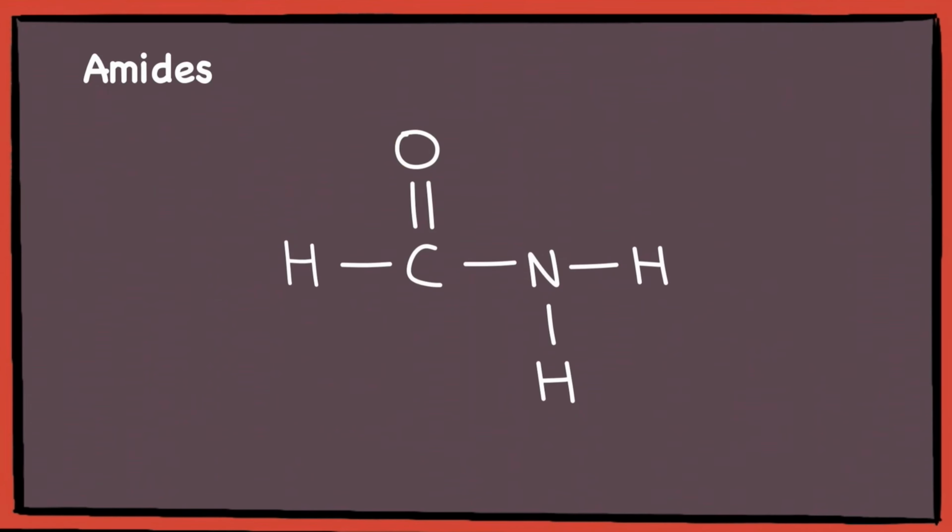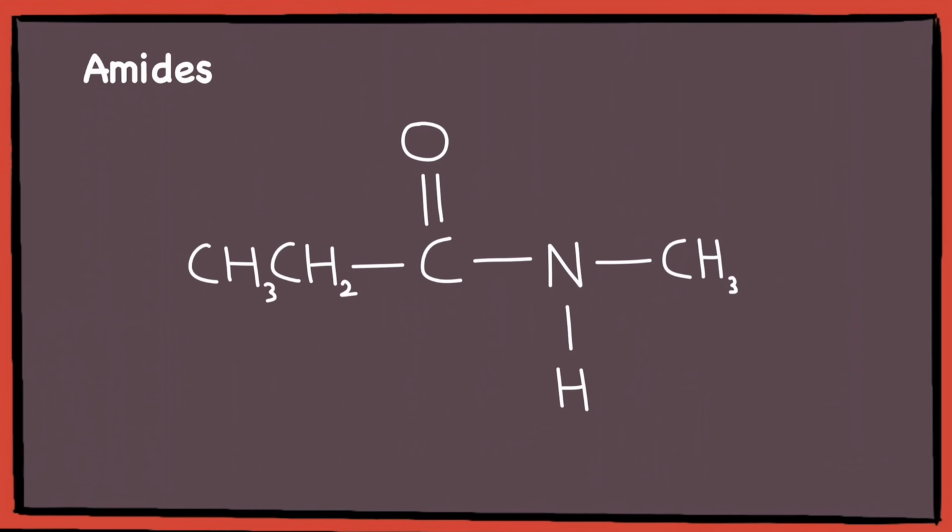For this organic compound, there are two hydrogen atoms and no R groups attached to the nitrogen atom. Hence, this is a primary amide. And since there is only one carbon atom, it will be called methanamide. If I were to add on one more carbon atom to the chain, with the nitrogen atom still attached to two hydrogen atoms and no R groups, it will be called ethanamide. Next, let's take a look at this example.